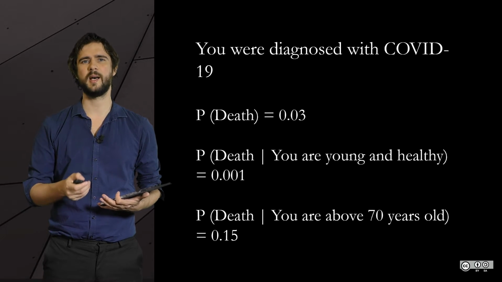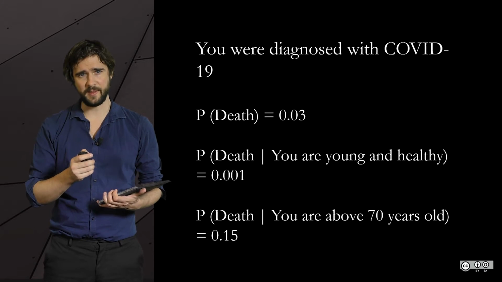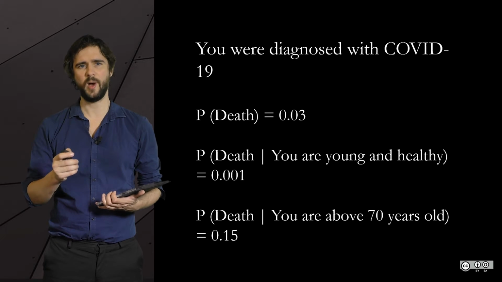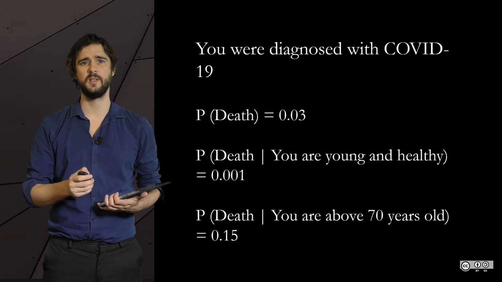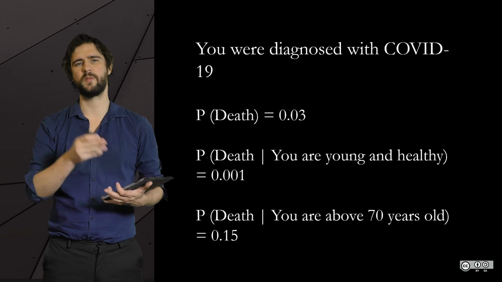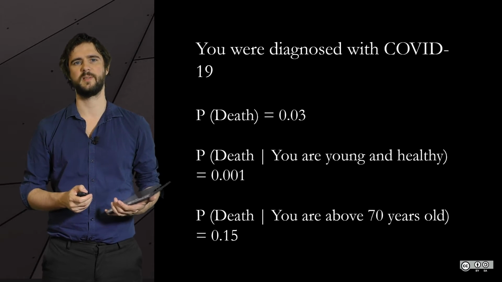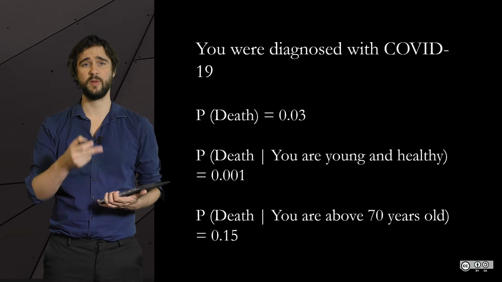So let's write this down in terms of conditional probabilities. Probability of death, knowing that you are young and healthy, equals 0.001. Probability of death, knowing that you are above 70, 0.15. I don't know if those numbers are correct right now, but you get the general idea. With those data, now the doctor can answer you with more precision.